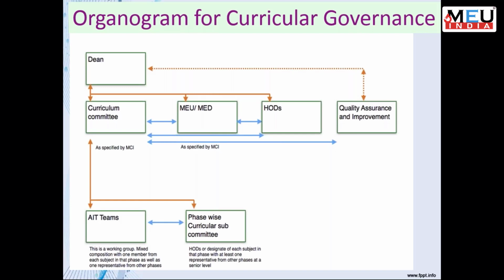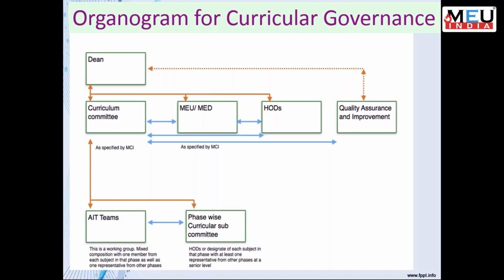And there will be a phase-wise curricular subcommittee, so that the HOD will designate for each subject one representative who will be discussing with each other. Ultimately, they will communicate that to the curricular committee and then to the HODs, and it will go on. So this is an organogram which is in the curriculum governance, and it will soon get published.